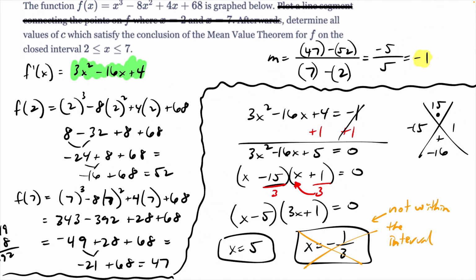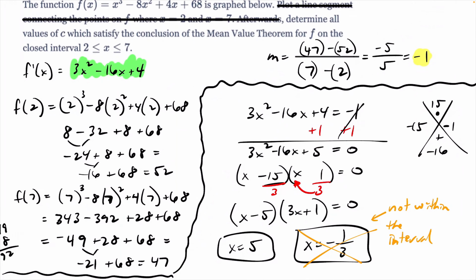Oh, wait. You're right. This is going to be -1. So that would be a -1 again, which would lead to a positive 1/3, right? And it's still not in the interval, but it is important.